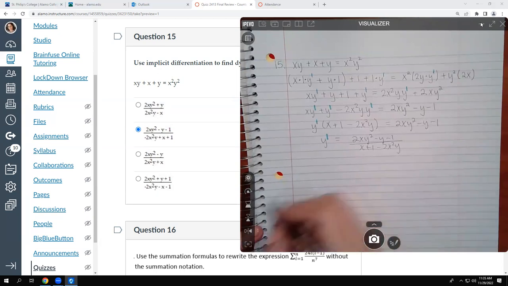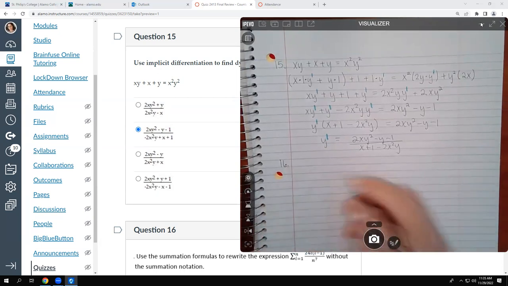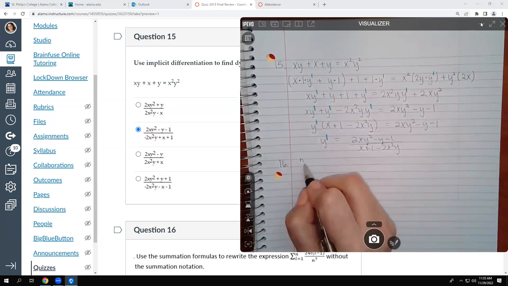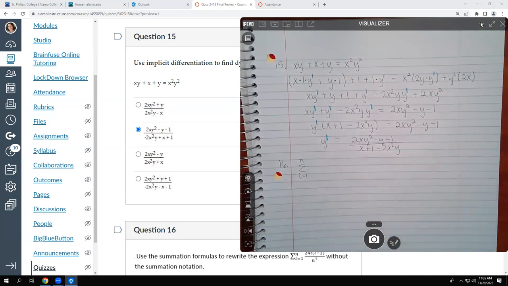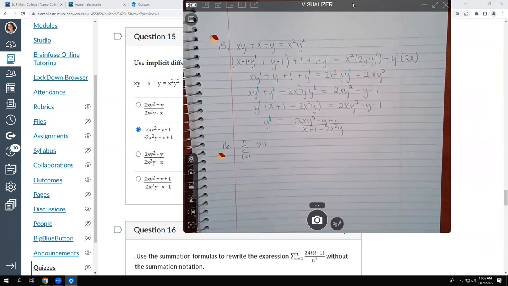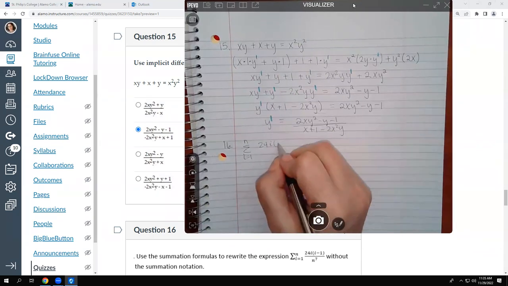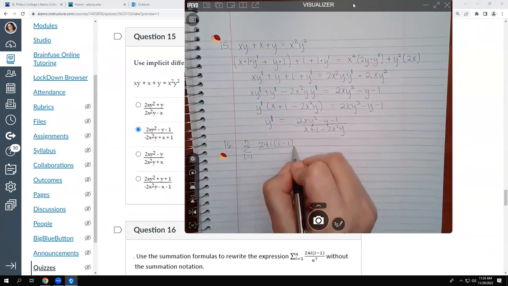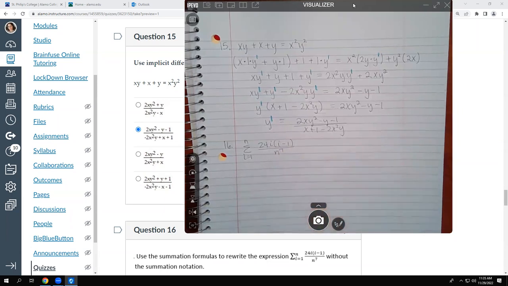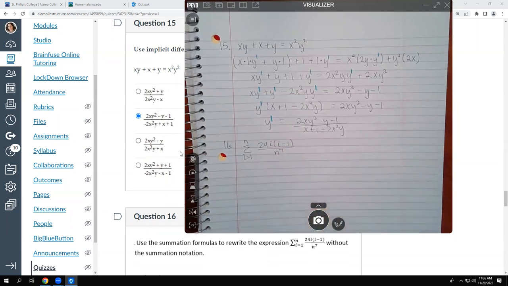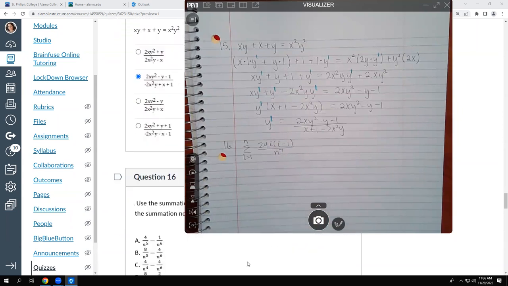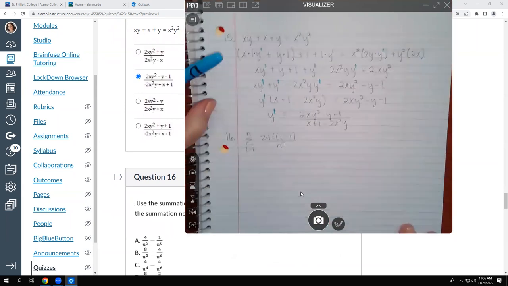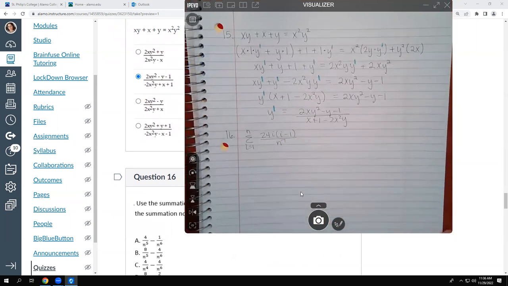Okay, 16. We have the sum from i equal to 1 to n of 24i, I think that says 24i, yes it is. Okay, this one says use the summation formulas to rewrite this expression without the summation notation. So I'm definitely going to need to use my summation formulas.